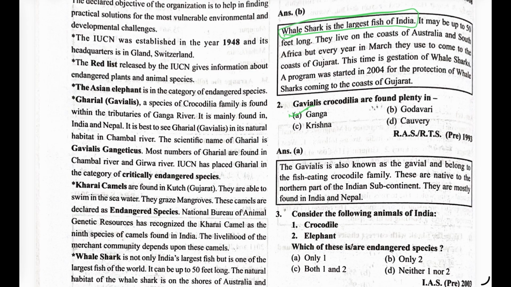Gavialis gangeticus. Gharial is also known as the gray gavial, belonging to the fish-eating crocodile family. Okay, what is this? This is a fish-eating crocodile family. Where is it found? It is found in the Ganga river.